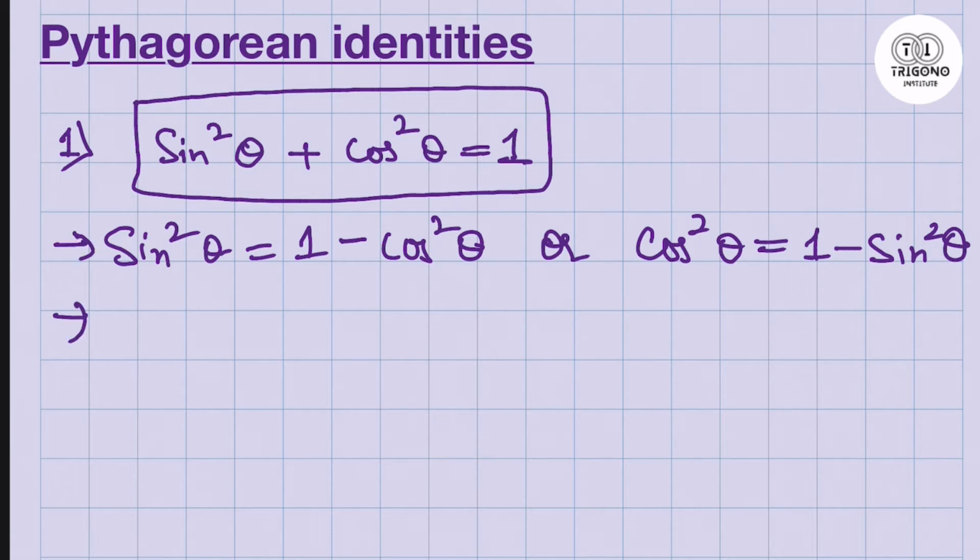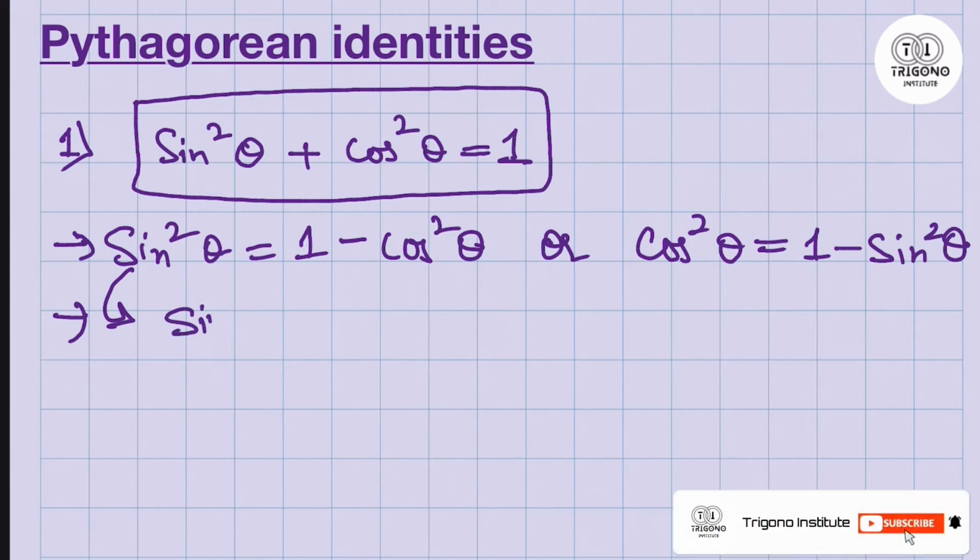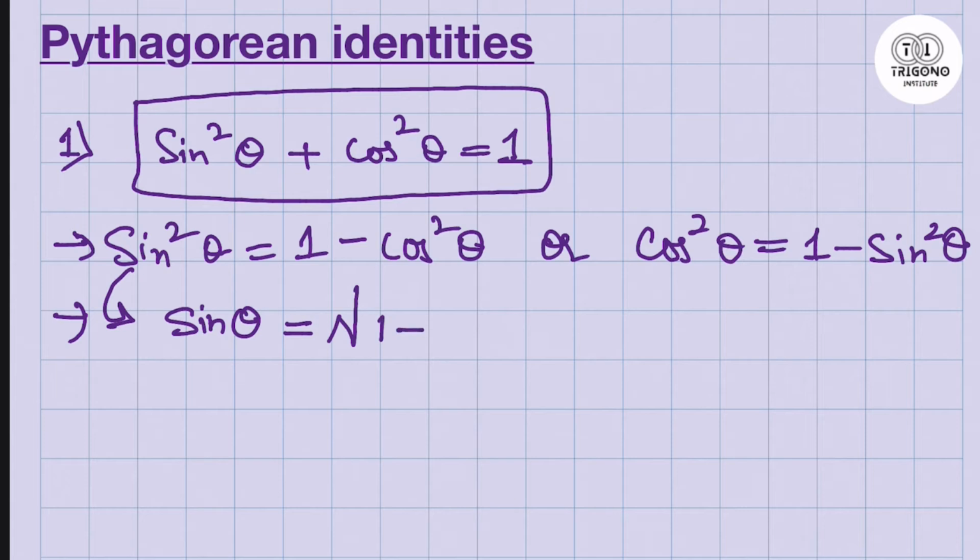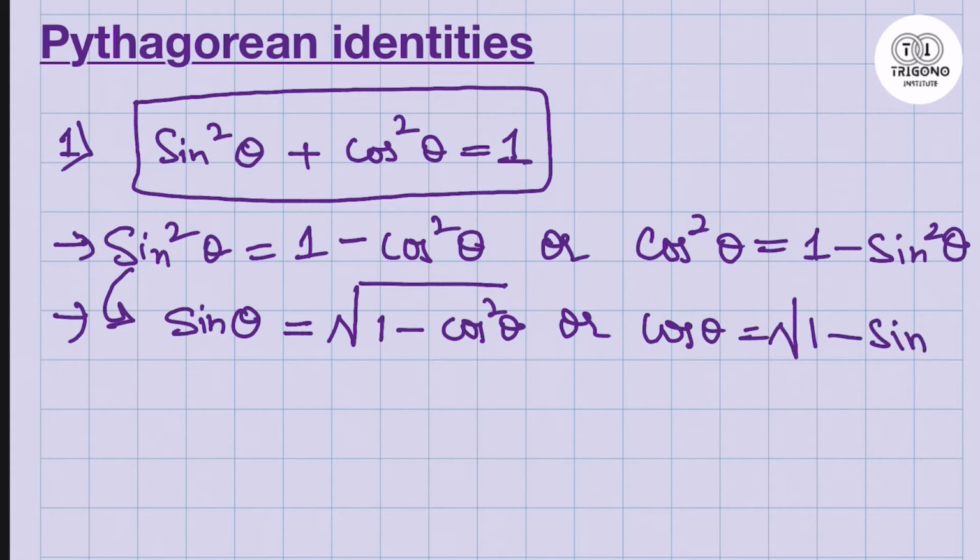Next, we can make another identity from this one. If I need only the value of sine theta, that will be equal to under root 1 minus cos square theta, or in the case of cos theta, I have under root 1 minus sine square theta.